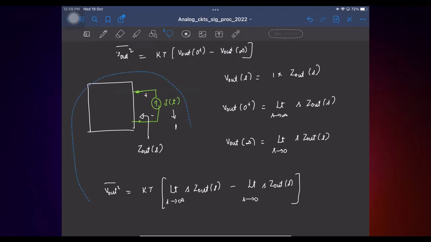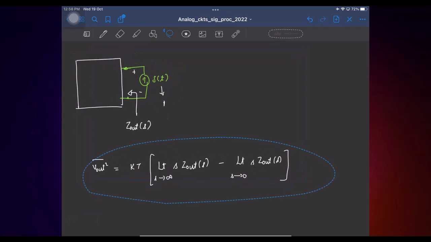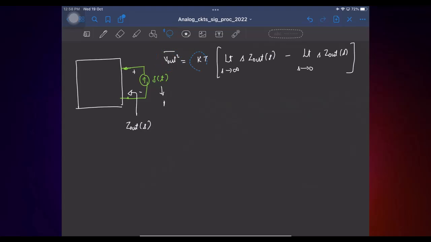Okay, so just hold on for a final simplification. Again, this network contains only R, L and C. So Z out of S will be made up of the impedances presented by each of these elements. What is the impedance presented by R?